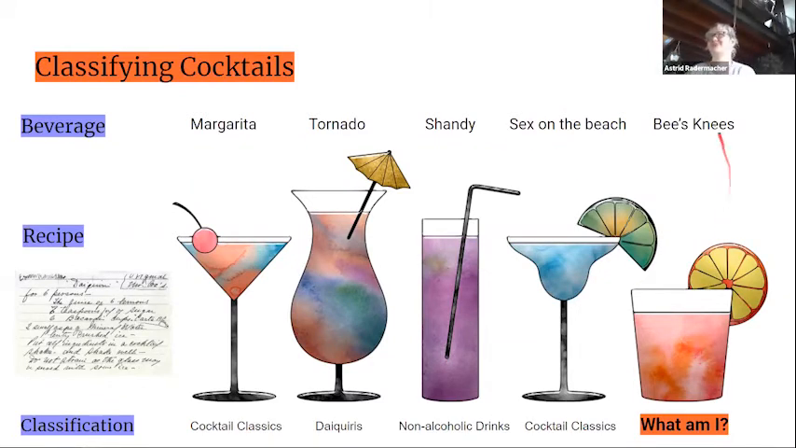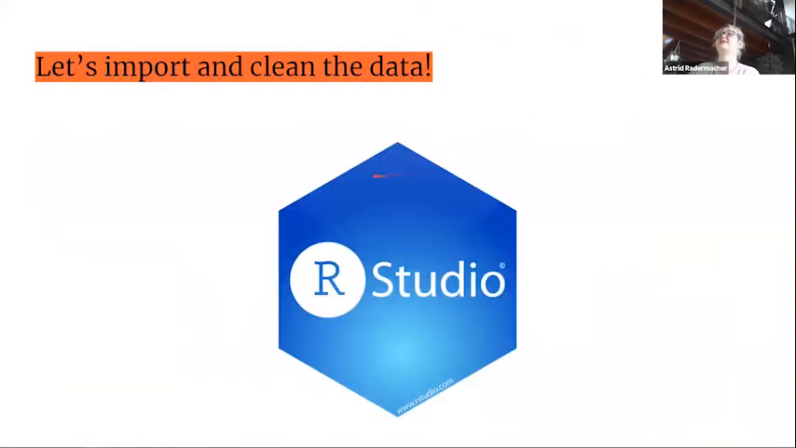So we want to sort of know maybe, for example, what class does this Bee's Knees cocktail fall within? So that's the exercise that we're going to be taking on tonight. So before we get there, let's first import and clean the data using some Tidyverse tools. So Andrew, over to you.